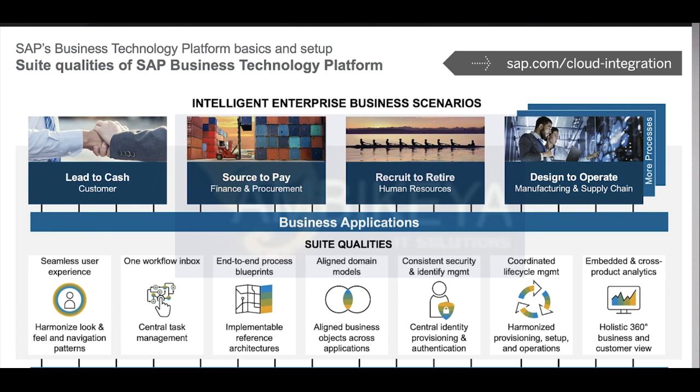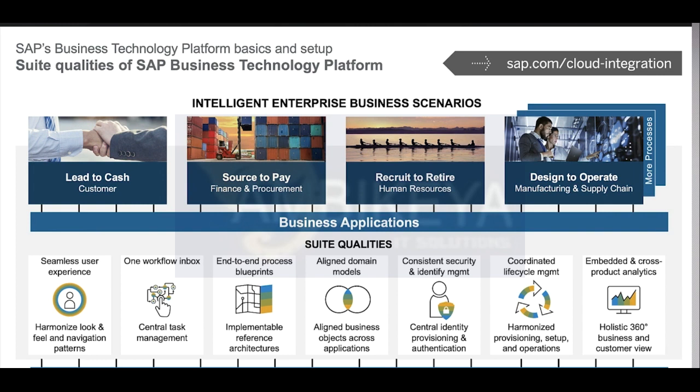And lastly, design to operate, which is a manufacturing and supply chain flow to create a digital mirror of company's entire supply chain. I will not go into the details, but rest assured, these four scenarios cover more than 80% of the most critical integration needs for our customers.